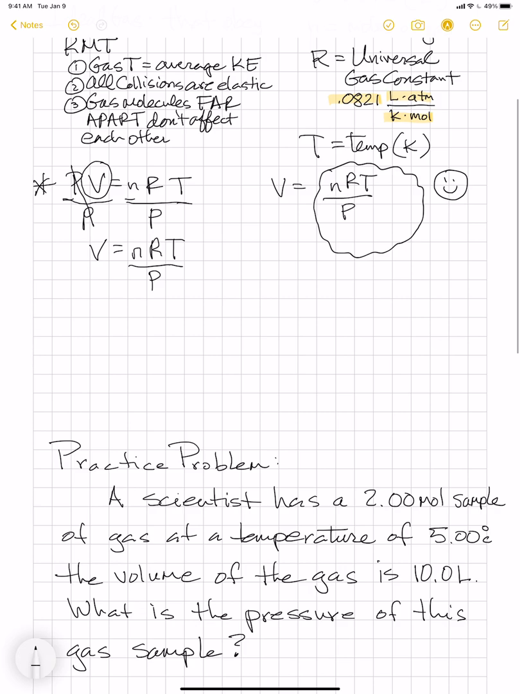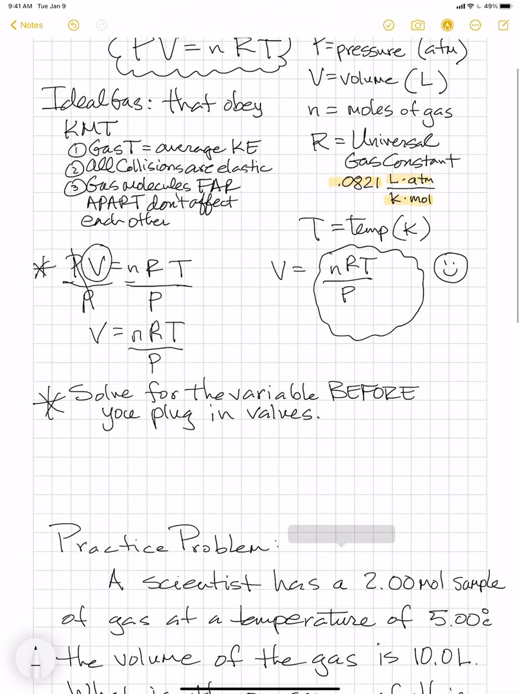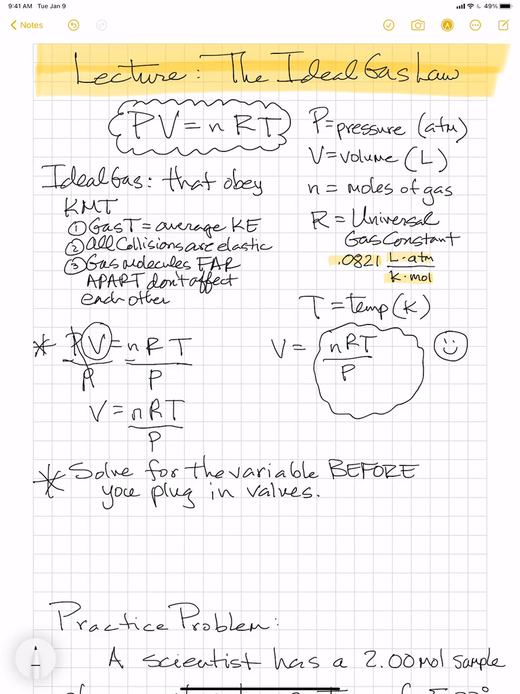So that's the same thing as right up here, nRT divided by P. So my suggestion to you, and I'm going to put this here in the notes, is that you solve for the variable before you plug in values. This is a good idea because it just makes the whole solving process neater and cleaner and easier. All right. So knowing that, let's go ahead and look at a problem and solve one.